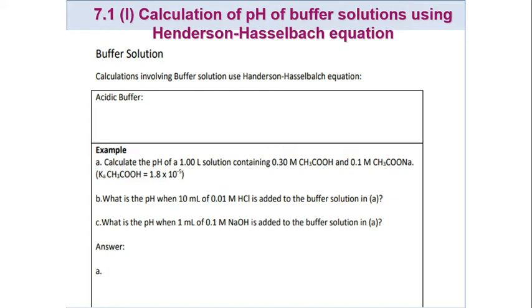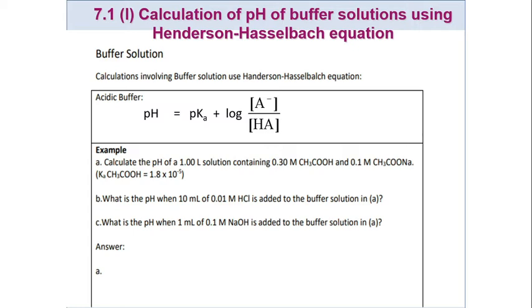Calculation of pH of buffer solutions using the Henderson-Hasselbalch equation. For example, an acidic buffer. We first write the formula of the Henderson-Hasselbalch equation for weak acid. We have pH equal to pKa plus log concentration of conjugate base over concentration of weak acid. Example questions.